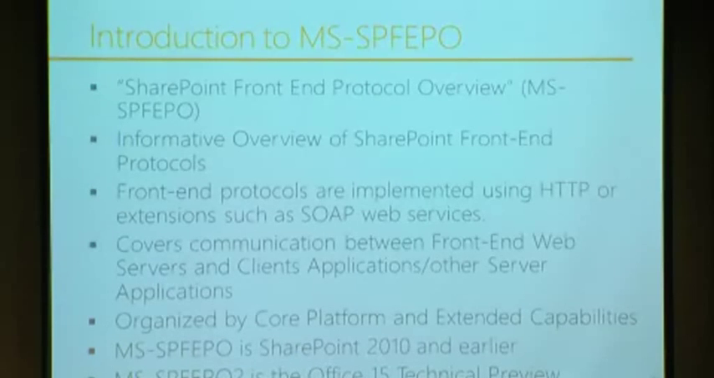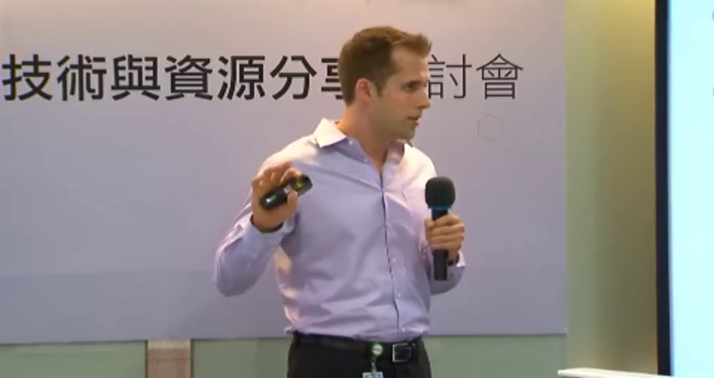You will see if you go to MSDN that there's actually two front-end overview documents. There's SP FEPO, is how we like to refer to it, and SP FEPO 2. The 2 document is for Office 15 technical preview. So if you're interested in seeing what's coming from a protocol perspective with Office 15, go check out that doc. I'm not going to talk about it. I'm just keeping this talk to SharePoint 2010 and 2007.